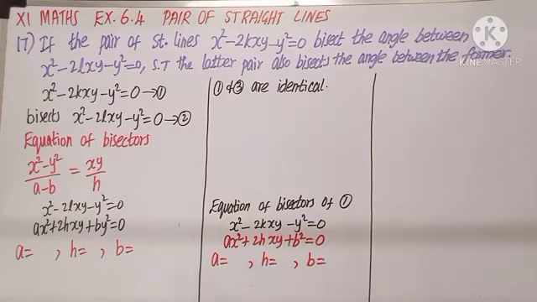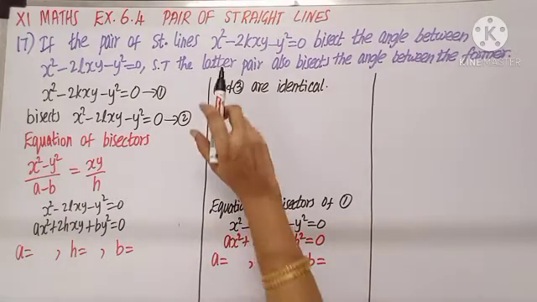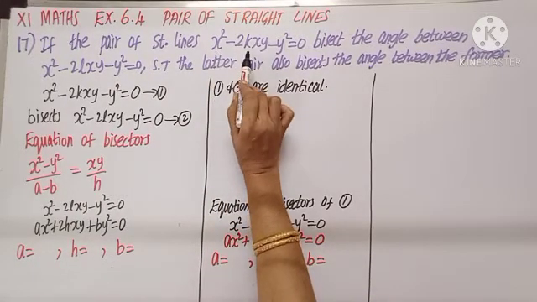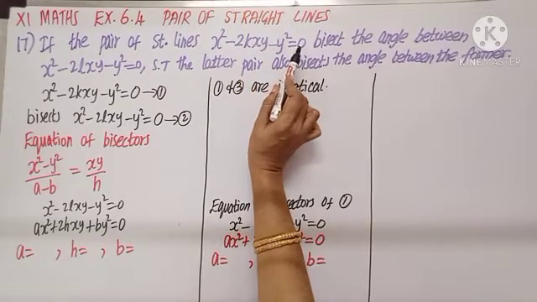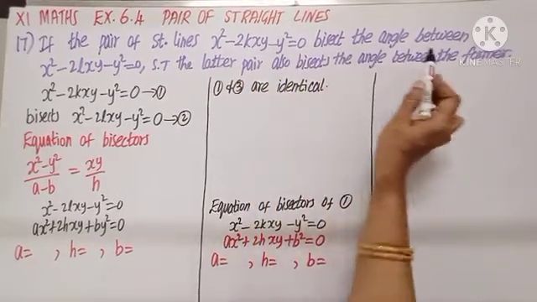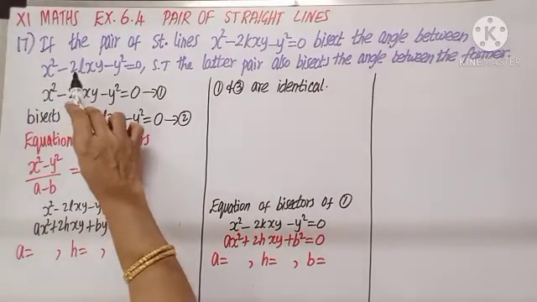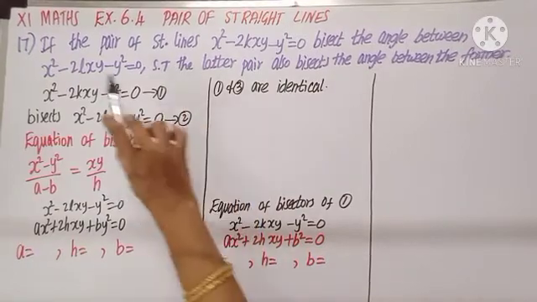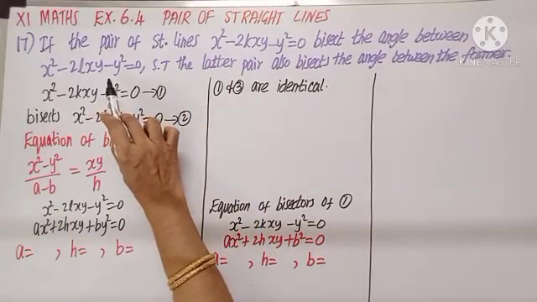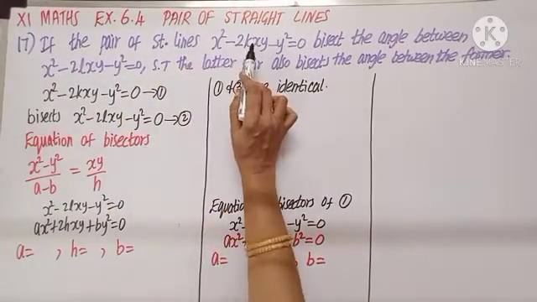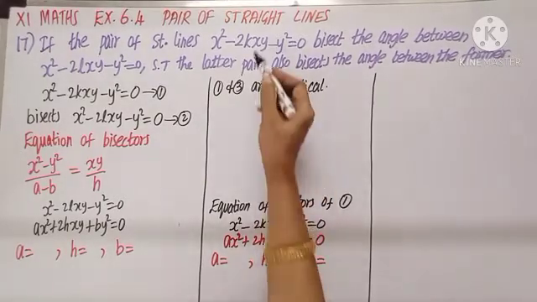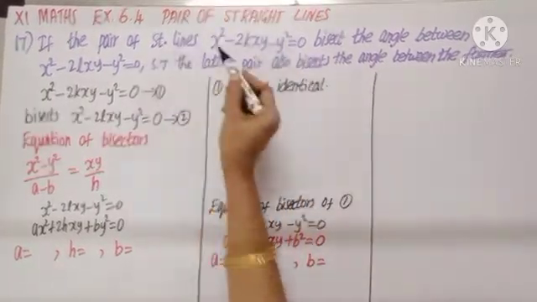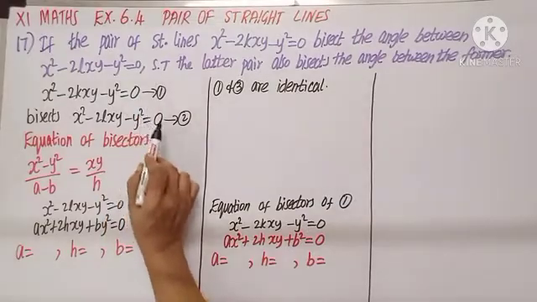Question number 17. If the pair of straight lines x square minus 2k xy minus y square equal to 0 bisect the angle between x square minus 2l xy minus y square equal to 0, show that the latter pair also bisects the angle between the former. We are given two pairs. Call them 1 and 2.